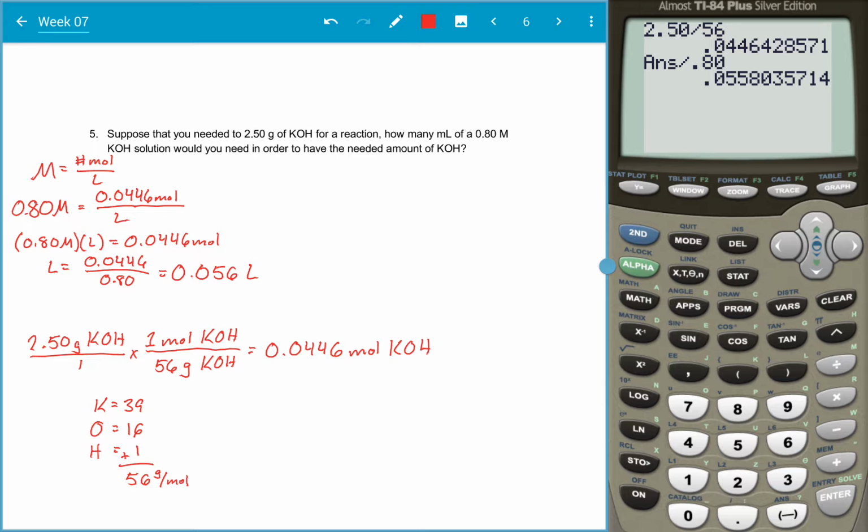0.056 liters. Since my concentration only had 2 significant figures, I can only have 2 significant figures in my final answer. But I'm not quite done. The question asks for milliliters, not liters. So if I sneak in a very quick conversion factor, that there's 1,000 milliliters in 1 liter. Again, knowing which goes on top and bottom is being guided by canceling units. If I have liters on top, I have to have liters on bottom to cancel it. And now we'll end up with 56 milliliters as our final answer.